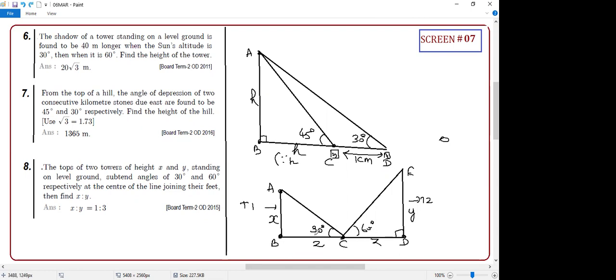So now tell me, from this triangle, if I take opposite by adjacent, you will get X in terms of Z. Agree with me or not? X in terms of Z. And if you take this triangle, you get Y in terms of Z. Then the final answer is what? X by Y, Z will be cancelled. You will get a final number. The number is 1 by 3. Clear, sir?